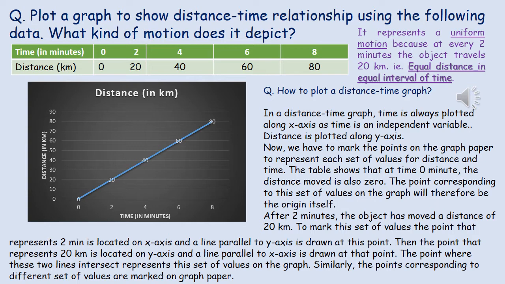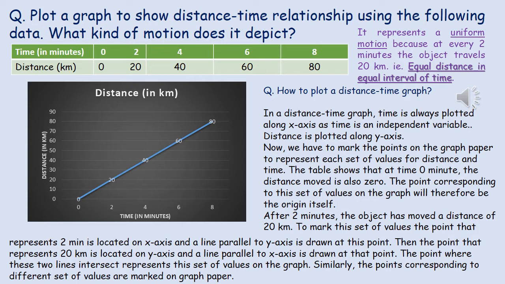Now we have drawn a distance time graph where time is plotted along the x-axis and distance is plotted along the y-axis. We have chosen a scale and we have marked the time 0, 2, 4, 6, 8 this way, and on the y-axis we have taken distance travelled in kilometers. Now we have to mark the point on the graph paper to represent each set of values for distance and time. The table shows that at time 0 minute the distance travelled is also 0. So the point corresponding to this set of values on the graph will therefore be the origin.